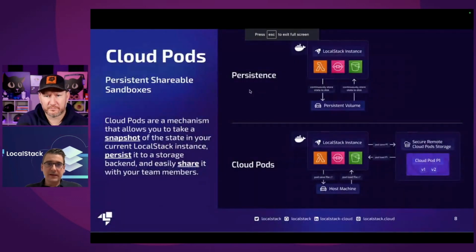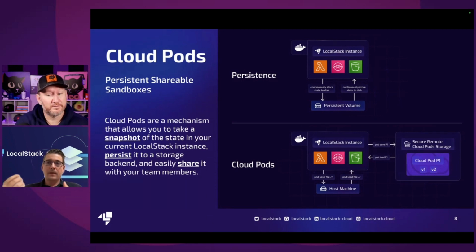So Cloud Pods, and again, from a terminology point of view, this is not to be confused with Kubernetes pods. It has nothing to do with Kubernetes. It's basically a persistent, like a zip file in a nutshell, right? Yep. But what you can do with Cloud Pods is take a snapshot of the state at any point in time of execution of your LocalStack instance, store it to a server, and then later inject the same state into a new instance. And this really allows you to do these incremental changes and deploys to see whether these delta changes are actually working as expected.